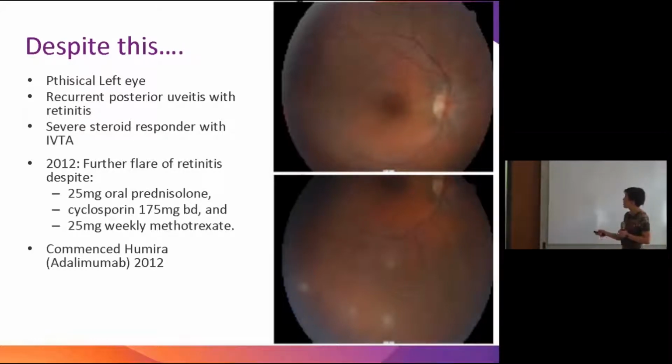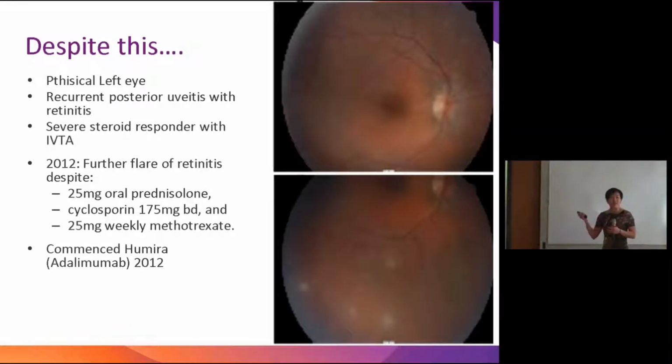And he had recurrent posterior uveitis with retinitis, severe steroid responder to steroids, local steroids. So again, really made it really difficult to control. Had this flare-up with these areas of retinitis and panuveitis in his one remaining eye, despite cyclosporin, methotrexate, big doses, and 25 milligrams of prednisolone. Okay, so this is not what you want, right? Only-eyed patient who's going blind in his only eye, all right?